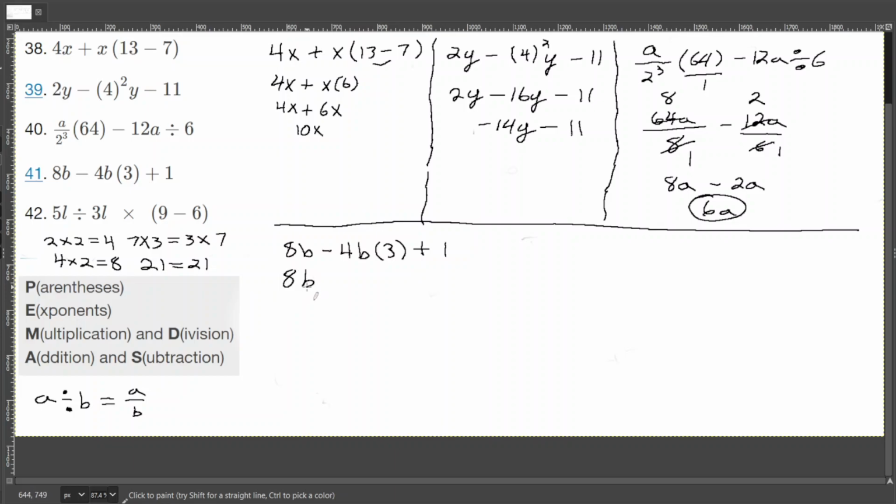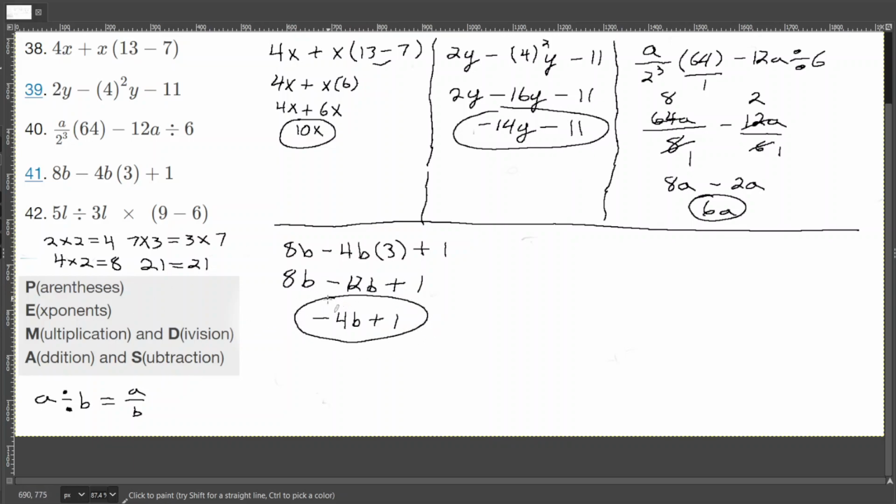So we have 8b minus 12b, right? 4 times 3 is 12. b plus 1. So now we have 8b minus 12b, so that's going to be negative 4b plus 1. And we cannot combine these. They are not like terms, you guys. So 10x is the answer, negative 14y minus 11 is the answer, and then for this one, negative 4b plus 1 is the answer. So this constant doesn't have a b, so I'm not allowed to combine it with the negative 4b. Then last but not least, let's see what we have.